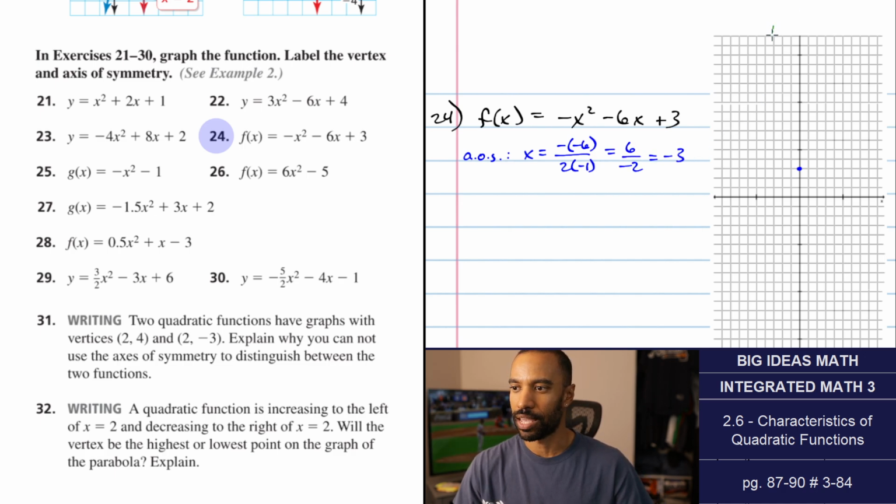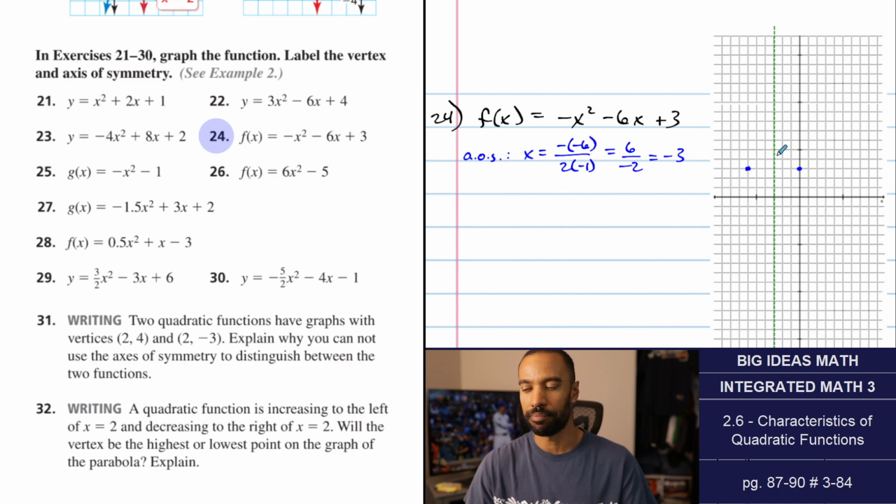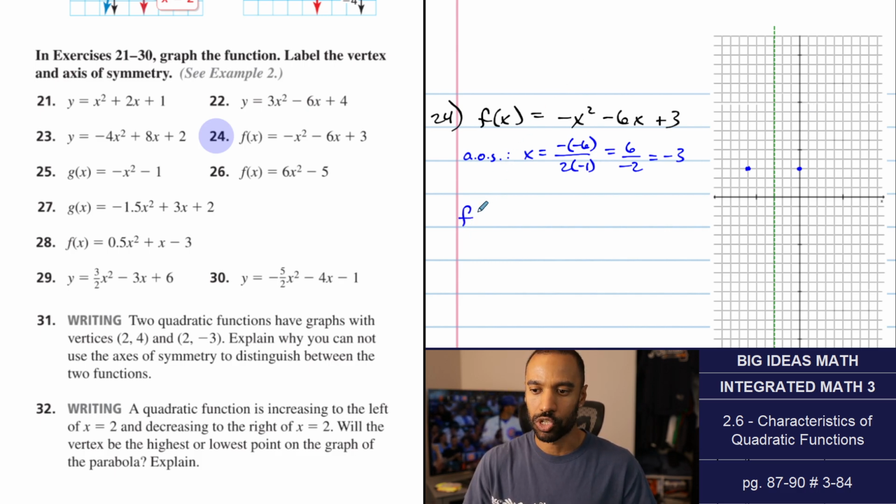X equals negative 3. This time it's a little further out from your y-intercept. So the other corresponding point is also 3 away over here like that. So a little farther out, right? You can still reflect it and get that. As far as the y value, this is where I like this more. You get to write f of negative 3 equals. Just reminds you that you're finding the y specifically when x is negative 3.